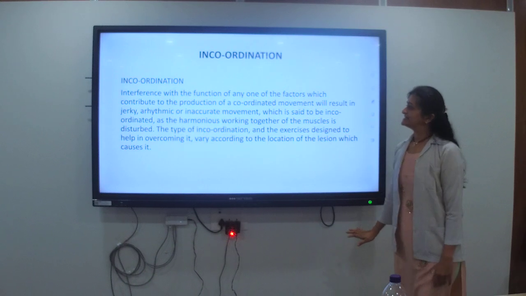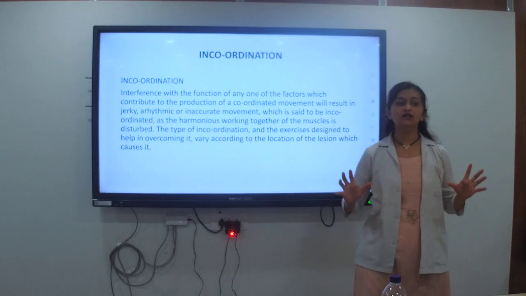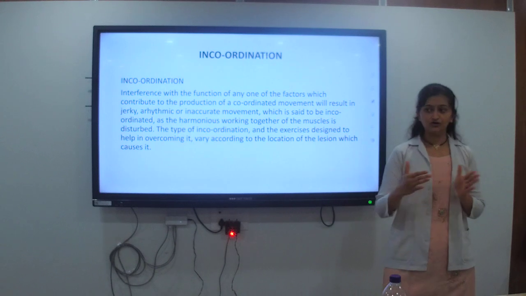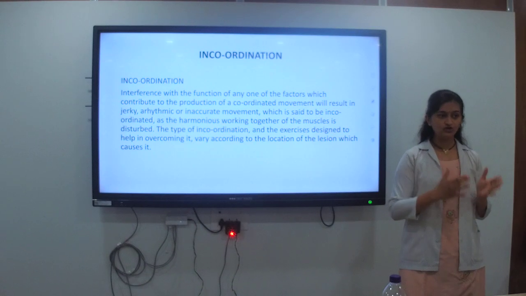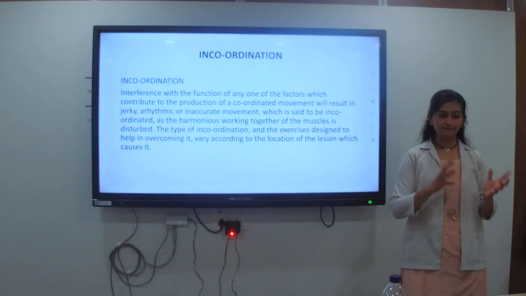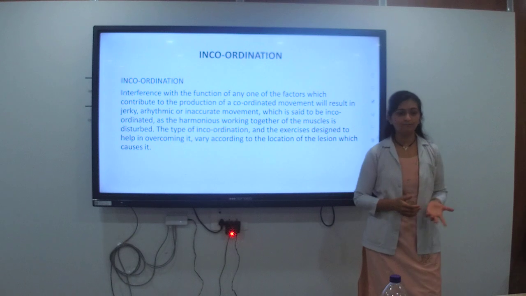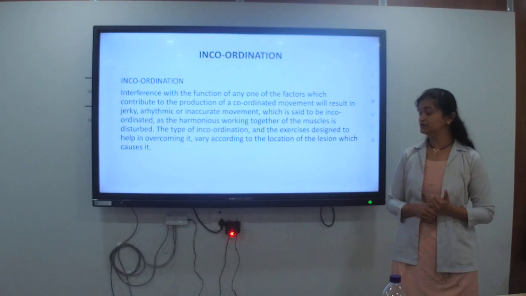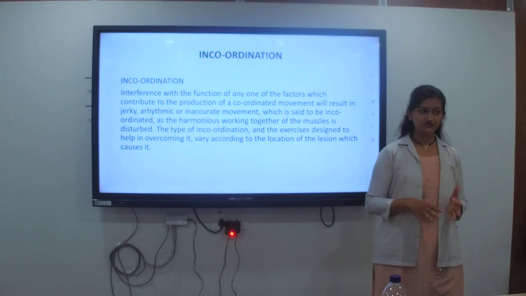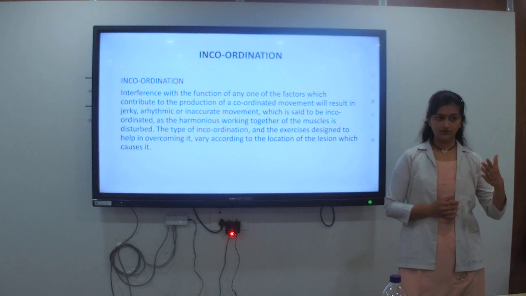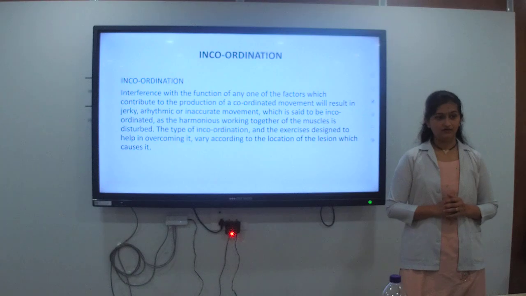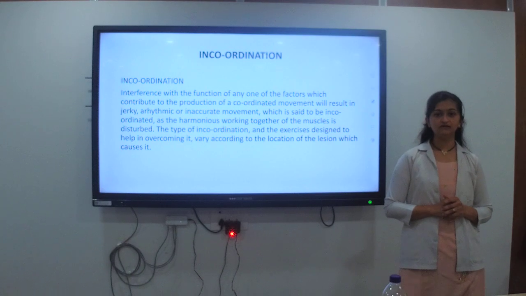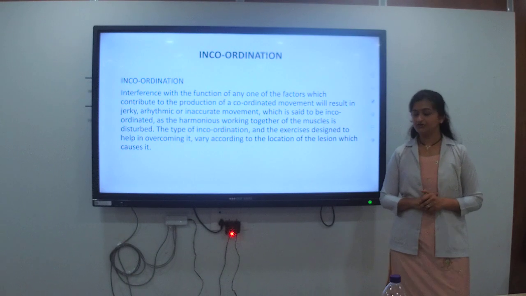Now next we'll see. This was the first introductory part about neuromuscular coordination: how the nerves and muscles are connected to each other, what the components of neuromuscular coordination are, what the types are, what the physiology is, what happens at the cellular level, and what chemicals are responsible for carrying out this coordination.